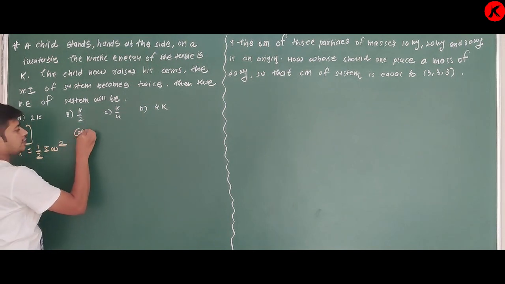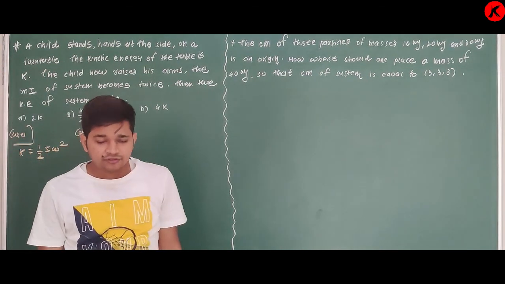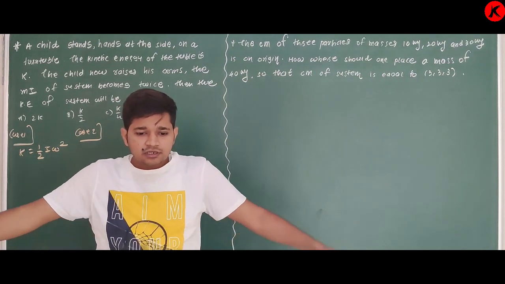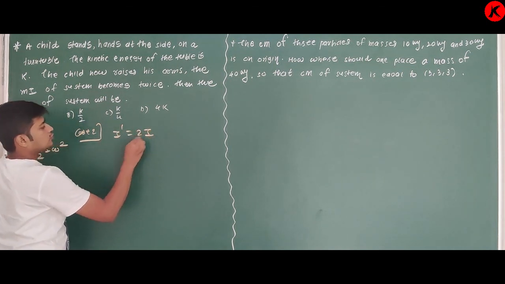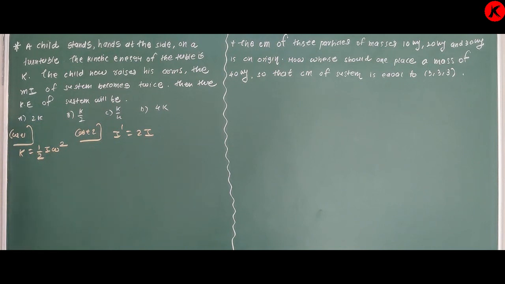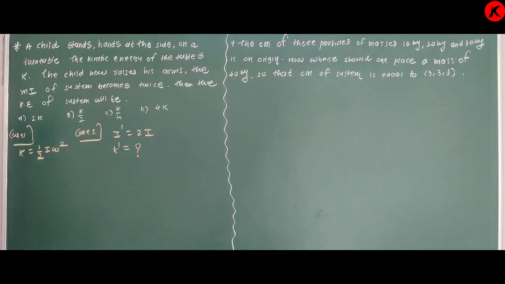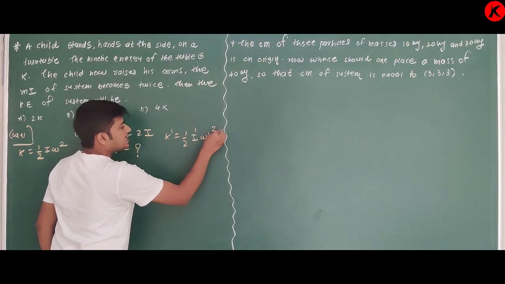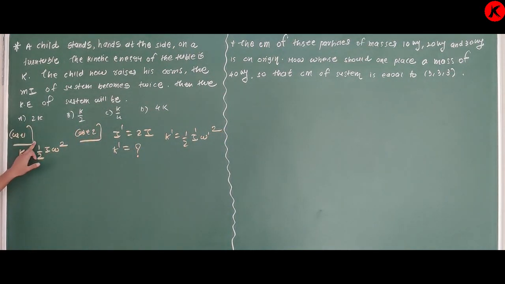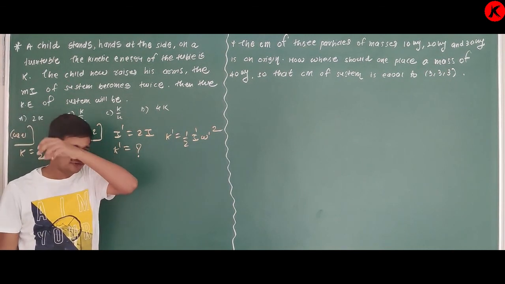Now case 2. The child now raises his arms. Initially his arms are at the side, now he raises his arms. Then the moment of inertia of the system becomes twice, which means I dash is equal to 2I. Then the kinetic energy of the system will be K dash is equal to what? K dash is equal to half I dash omega dash square, because the equation of kinetic energy is K is equal to half I omega square.